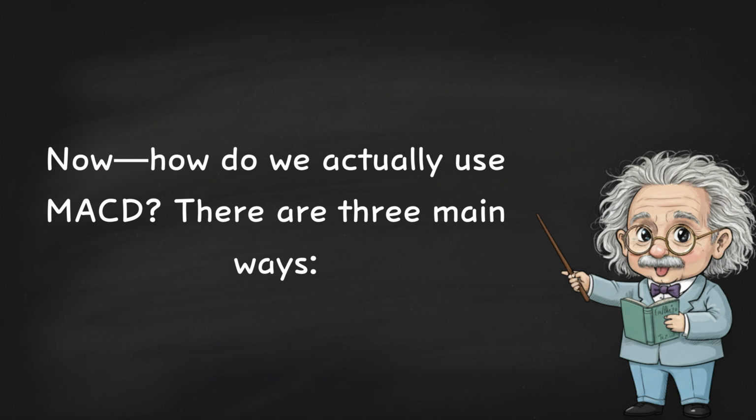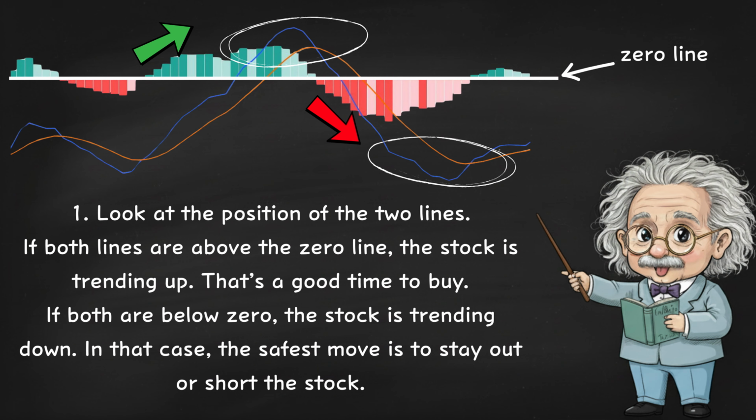Now, how do we actually use MACD? There are 3 main ways. 1. Look at the position of the 2 lines. If both lines are above the 0 line, the stock is trending up. That's a good time to buy. If both are below 0, the stock is trending down. In that case, the safest move is to stay out or short the stock.